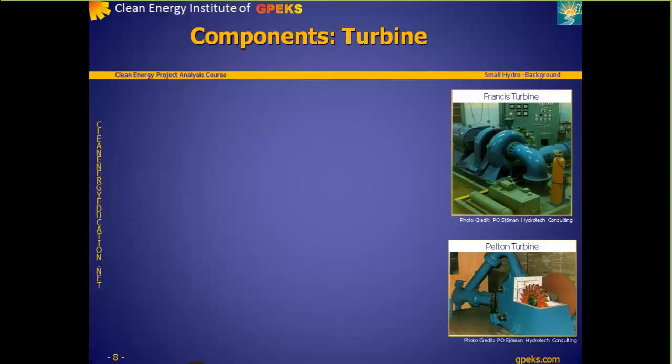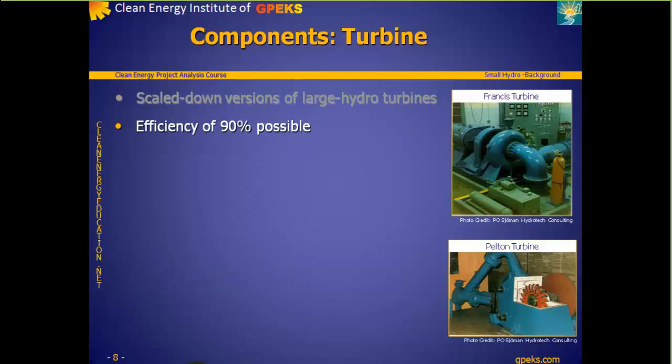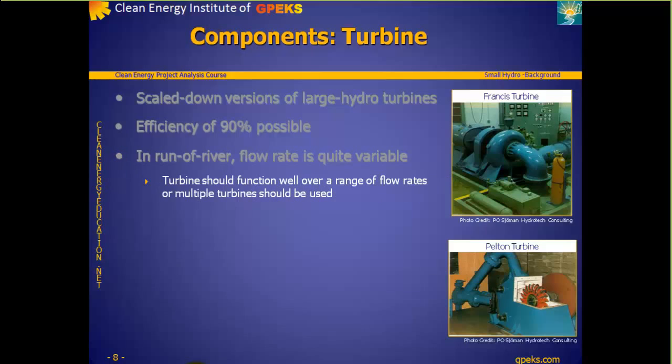Components. Turbine. The turbines used in small hydro projects are scaled-down versions of the designs found in large hydro projects, and thus benefit from well over a century of development and engineering improvements. As a result, small hydro turbines can attain efficiencies of around 90% if operated under the conditions for which they were designed. Because the flow rate in a run-of-river project tends to be highly variable, attention must be paid to matching the turbine to the range of flow rates that will occur. Alternatively, multiple turbines with limited flow ranges can be used, such that the water flow determines which turbines are used at a given time.